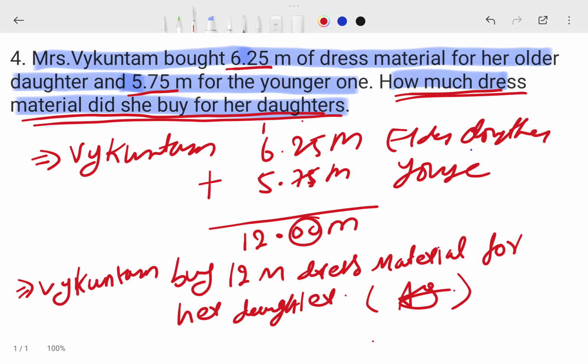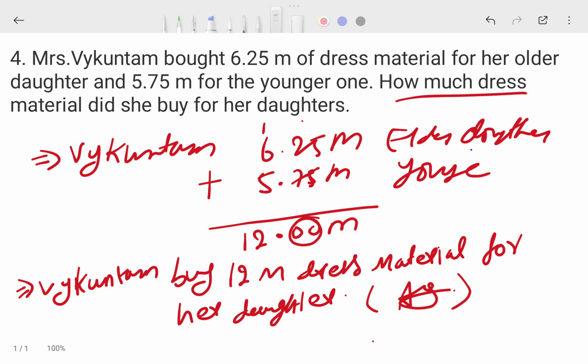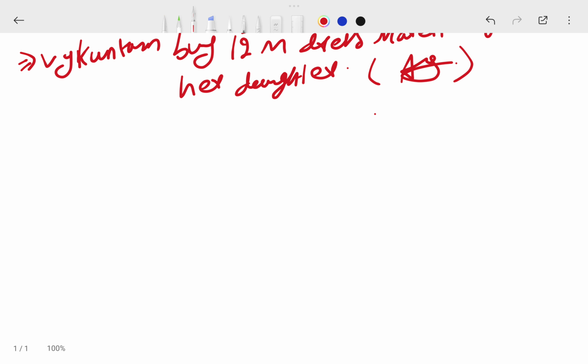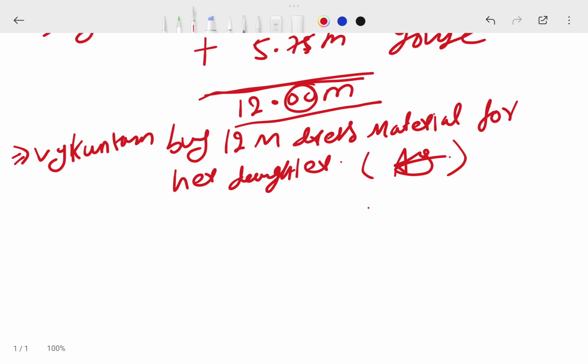So the fourth one is clear, simple, nothing is in this question. It was a very simple question. Why? Because Venkatesh bought this much dress material for the older daughter and that much for the younger. So how much did he buy? This one and this one, add. When you add both of these, you will get this one. So you can write this one. Okay. So overall this exercise is totally ended here.